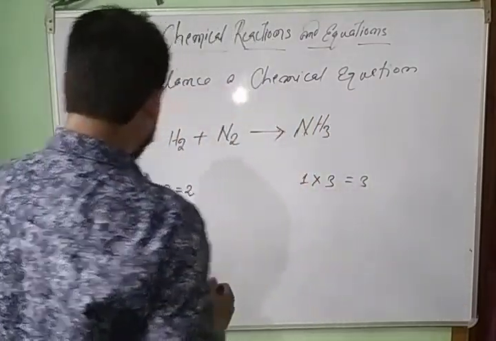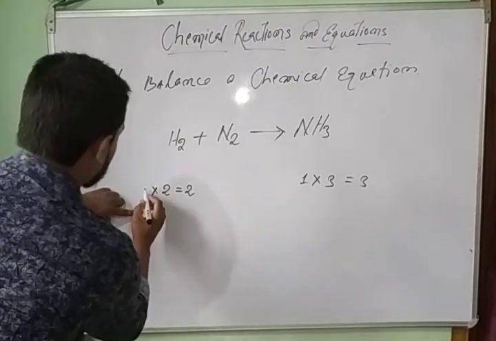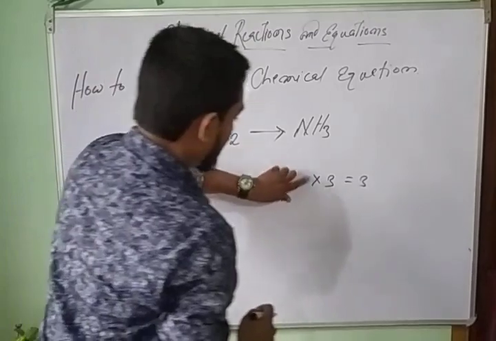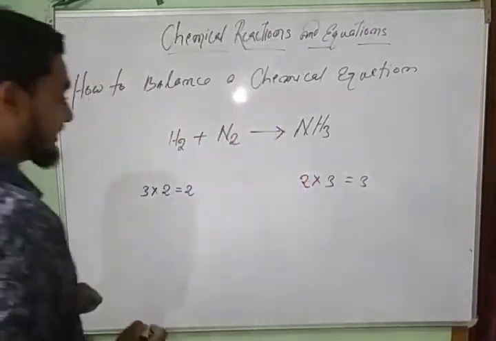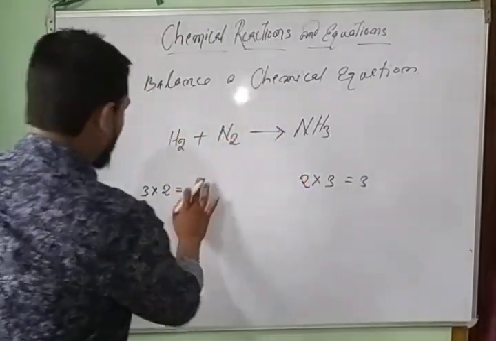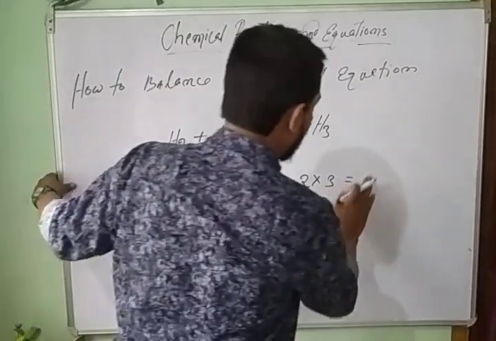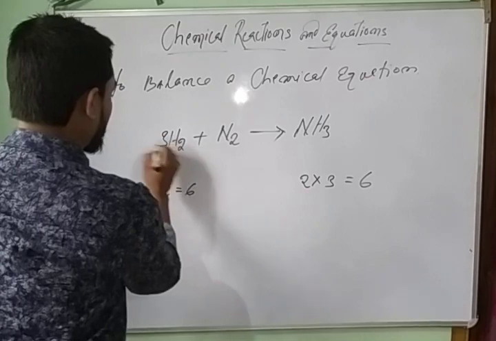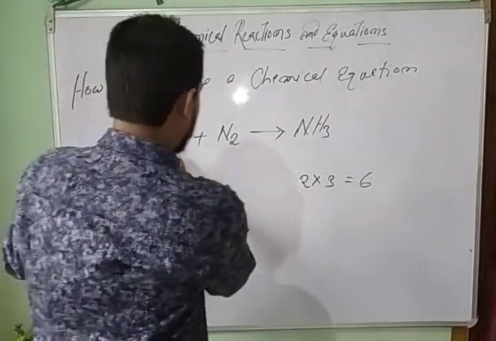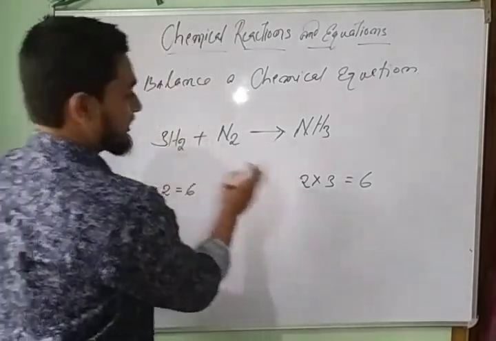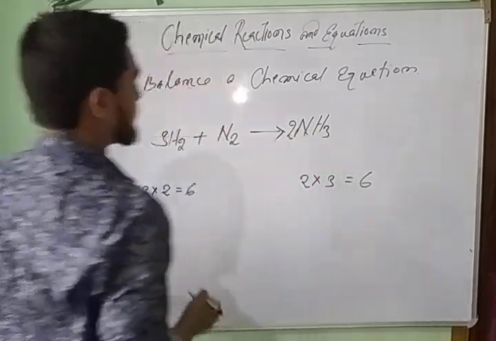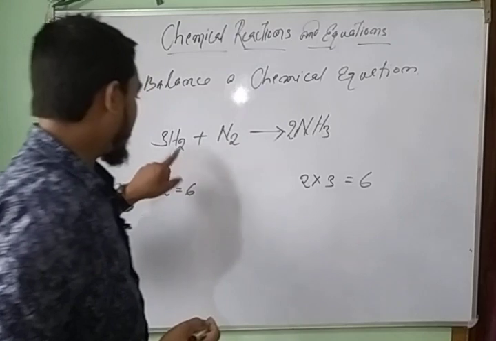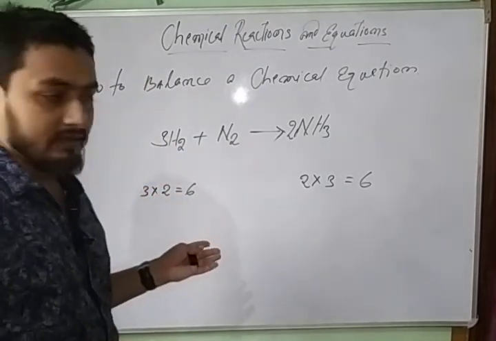Simply, if I put 3 in place of 1 and if I put 2 in place of this, what happens? You see, 3 2s are 6, 3 2s are 6. The numbers become equal. So put a 3 in the coefficient position of hydrogen and put a 2 in the coefficient position of the other. Just change the coefficients.